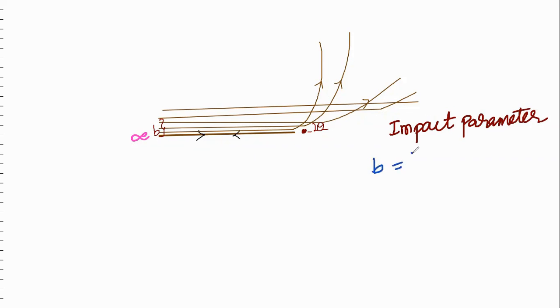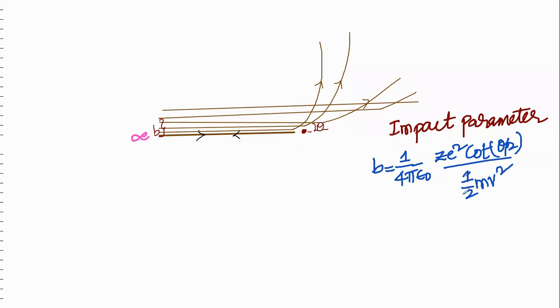Impact parameter b is equal to 1 by 4 pi epsilon naught into Ze square cot theta by 2, divided by half mv square. This is the impact parameter.